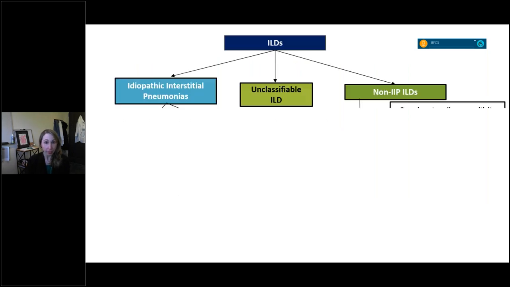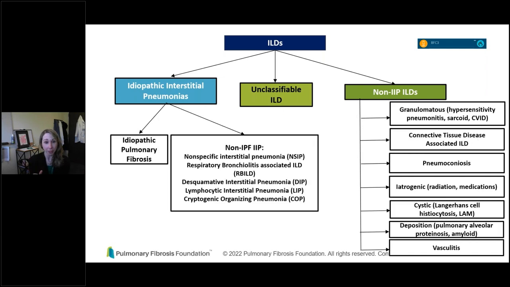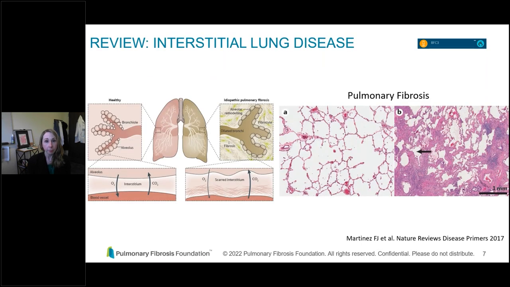Off the bat, I'll note that there are more than 200 different interstitial lung diseases, so inflammation and or scarring in the lungs from a variety of causes. And some of the big groups we think about here include the idiopathic interstitial pneumonias, such as idiopathic pulmonary fibrosis, unclassifiable disease, so no clear diagnosis, even though you've been seen at an expert center, and then other diseases such as sarcoidosis, hypersensitivity pneumonitis, autoimmune interstitial lung disease, just a multitude of different diseases. And I just want to call this out just to highlight that we're not only talking about idiopathic pulmonary fibrosis here.